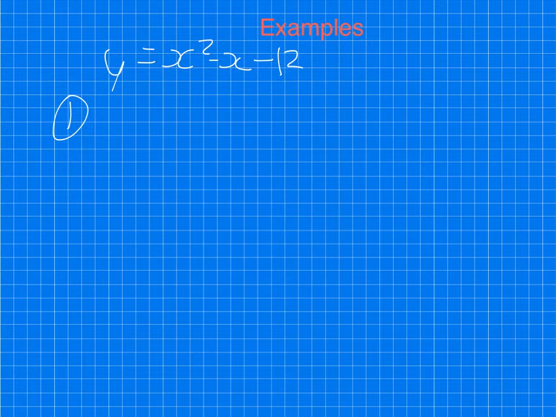So the first thing is the orientation. So that is determined by the value a, which is the number in front of x squared. So you can see if nothing's written in front of x squared, remember it's 1. So the a value here is 1, which is definitely greater than 0. So this will be a smiley face.